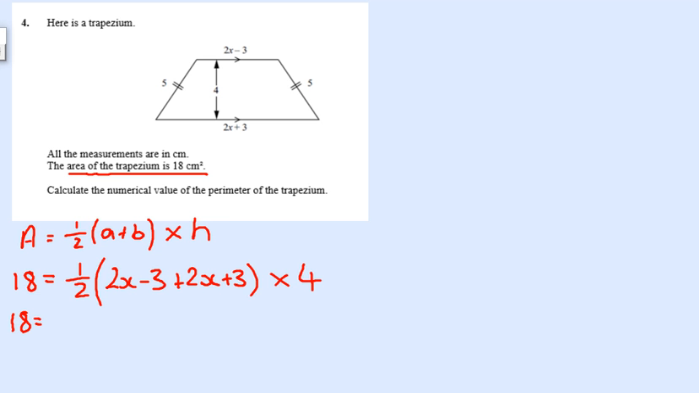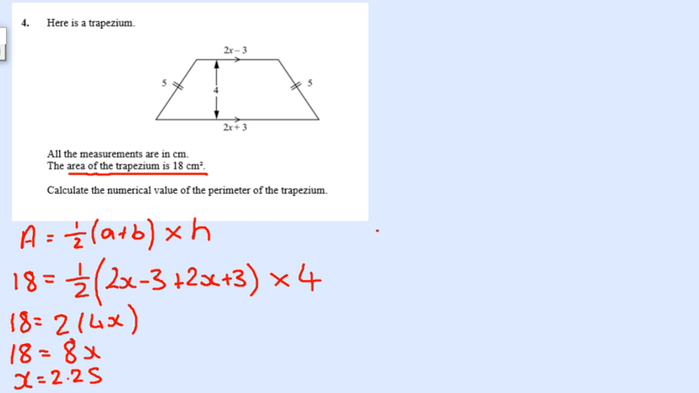If you sort all this out and simplify it, you'll end up with 2 lots of 4x. So that means that 18 is equal to 8x. If you do 18 divided by 8, you'll find that x is equal to 2.25.